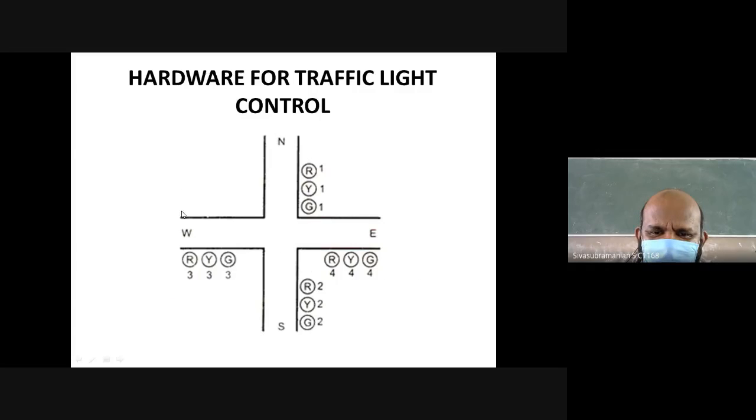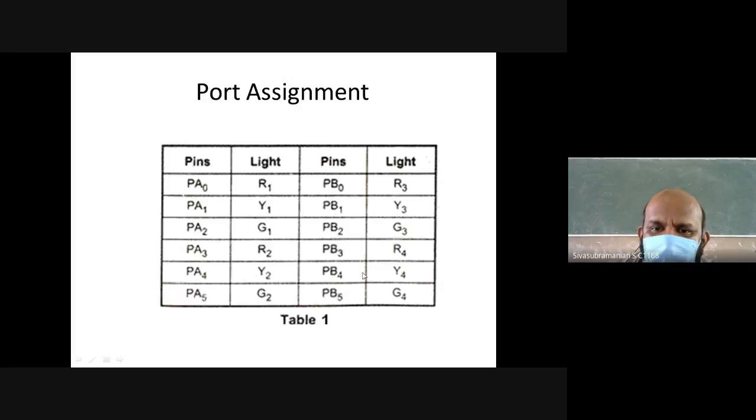Similarly, for west and east, R3 Y3 G3 and R4 Y4 G4, I am using my port B. PB0 to PB7 was available, but my requirement was limited to only 6. So I have chosen PB0 to PB5 for R3 Y3 G3, R4 Y4 G4. So for any interfacing, your initial step after getting clarity with your problem statement is to focus on the port assignment. Okay, so interfacing will always be successful only when your port is assigned properly, right?